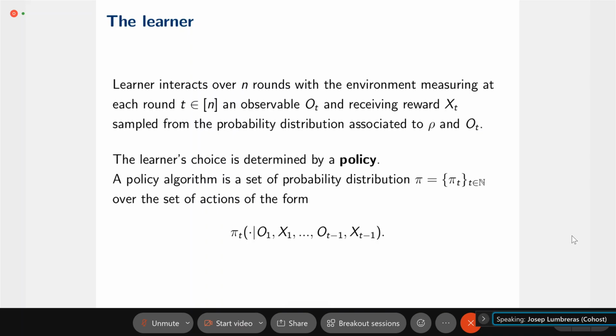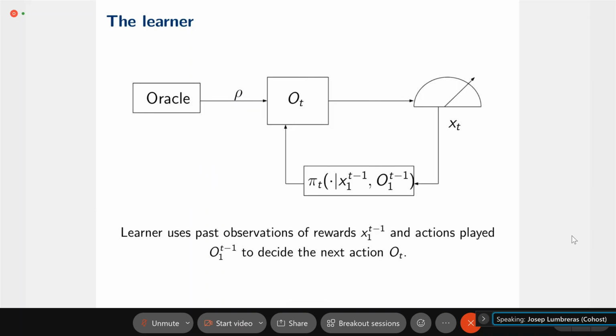So you will be selecting observables and sampling rewards, and this is the information that the learner will use to decide which observable to pick next. So this is how the learner interacts with the bandit. Now, what is the objective? Well, this is a scheme of how it works.